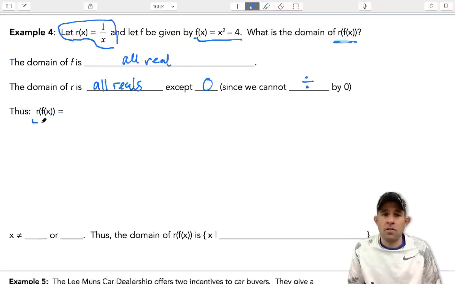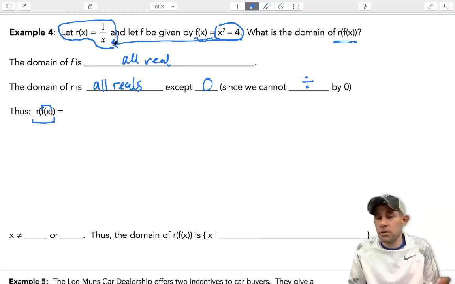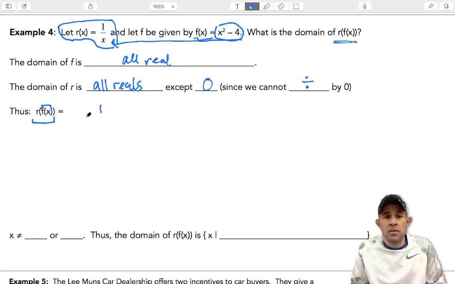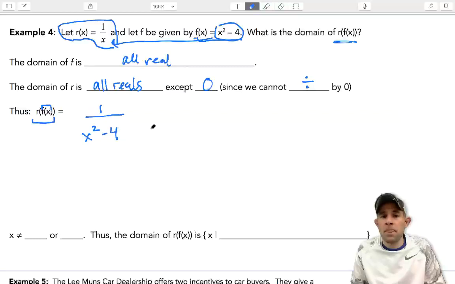All right, so let's write an expression for r of f of x and figure out what its domain is equal to. So r of f of x, we're going to take f of x, which is x squared minus 4, and substitute it into our equation for r wherever we see our x. So that's equal to 1 over x squared minus 4. Here is our r of f of x.